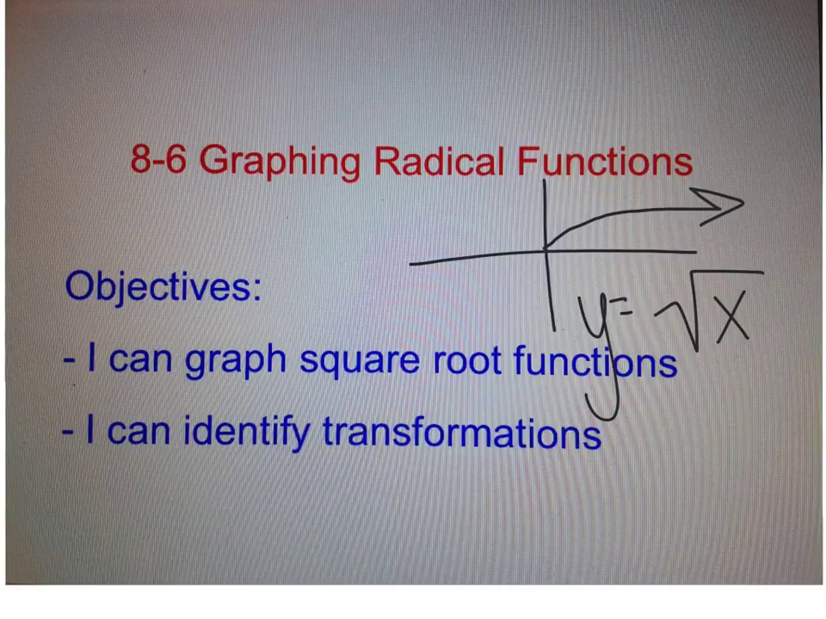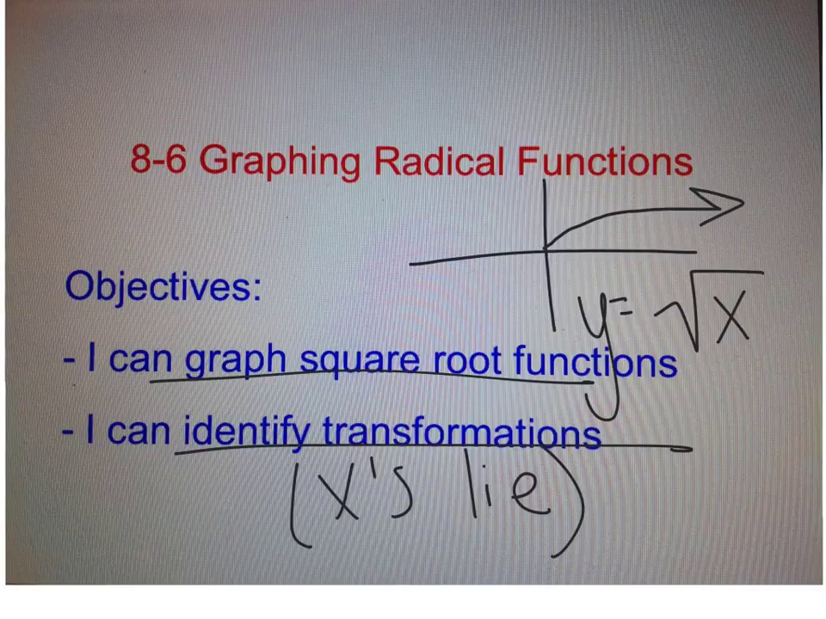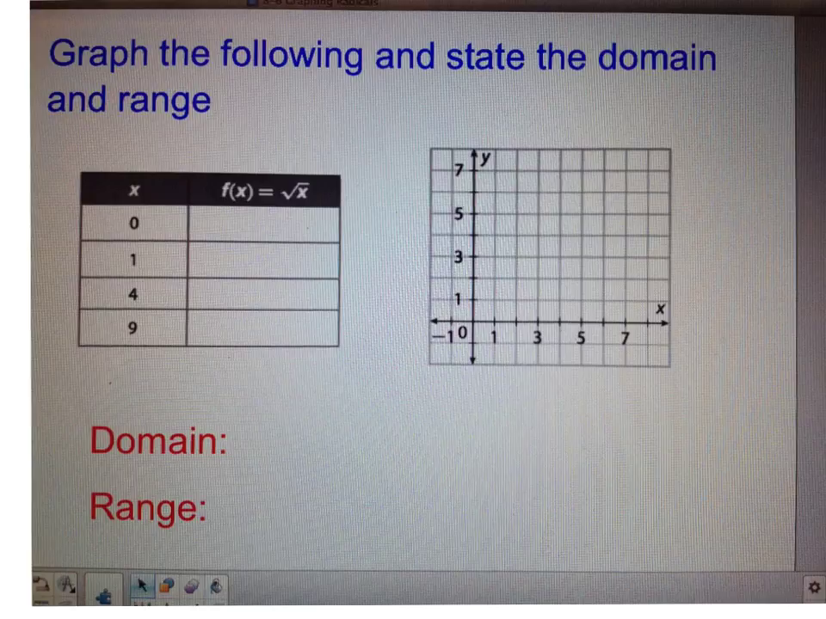So we're going to graph square root functions, and then we're going to identify transformations, which are the same x is y, just like they always have, kind of thing that we've been working with all year. Now, when you first learned these, you did not have to do negative functions or vertical stretches. I kind of took that out of the test, but you needed to know what it was in an equation. For this section, you'll actually be doing those kinds of transformations. So let's get started. All right, so graph the following and state the domain and range.